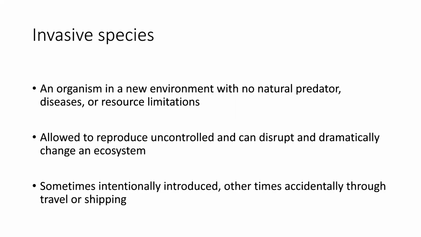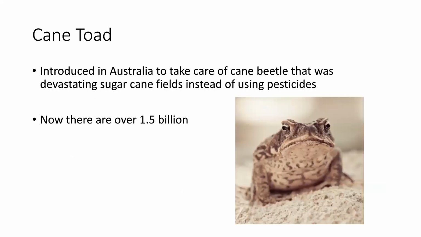And again, sometimes it's going to be intentional, sometimes it can work out well, other times it can be accidental and not have too much of a consequence, but sometimes even if it is intentional, it can be hugely negative. And one example of that is going to be the cane toad. So in Australia, they were having a problem on their sugarcane fields with a cane beetle. And that was destroying their crops. And what they wanted to do was take care of that beetle without using pesticides.